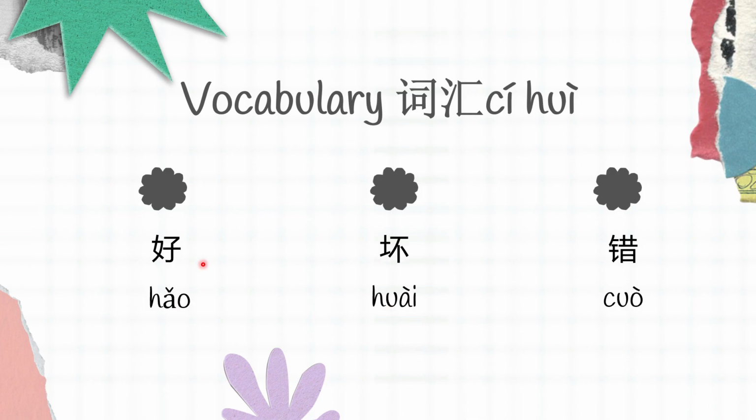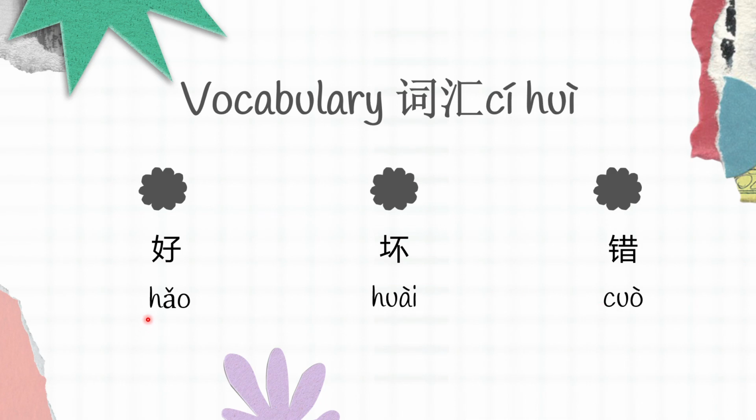Moving on to the next slide, we have three more vocabularies to learn. So we have 好, 坏, 错. So let's read together, guys. 好, 坏, 错.